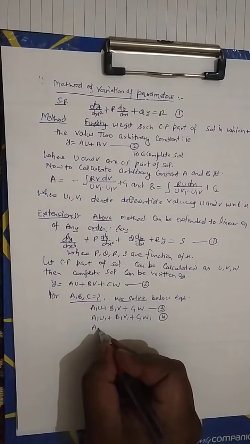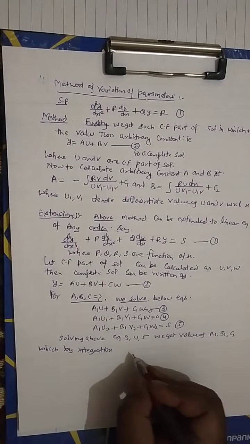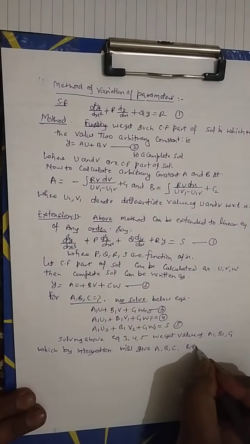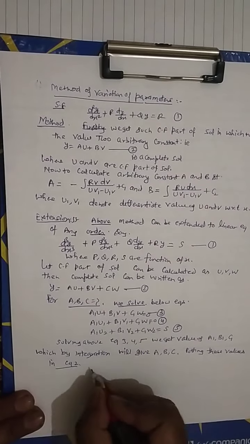Solving the above equations 3, 4, 5, we get the values of A1, B1, C1, which by integration will give A, B, C. Putting these values in equation number 2, we get the required solution of equation number 1.